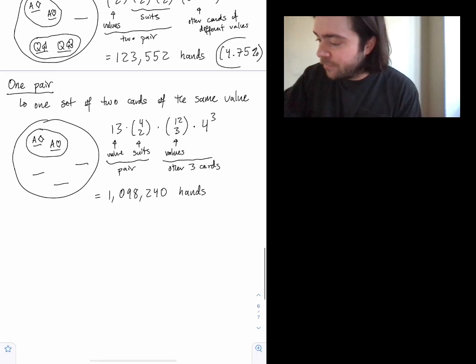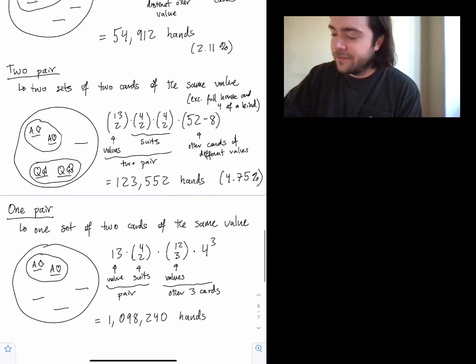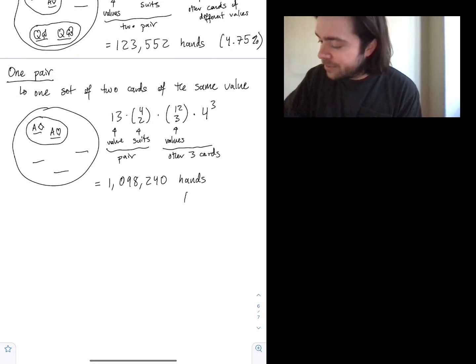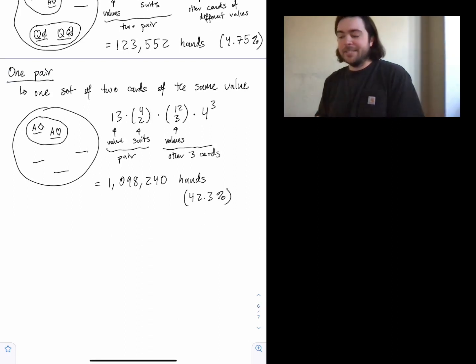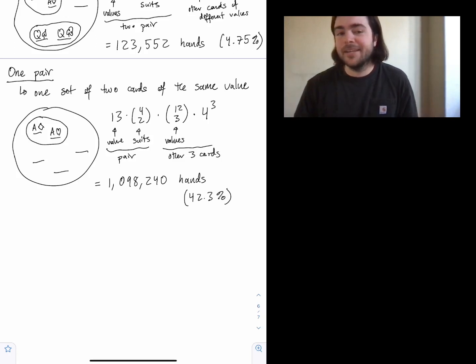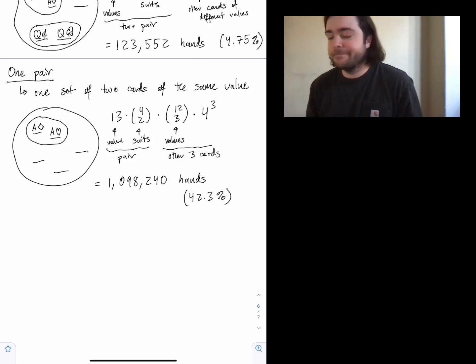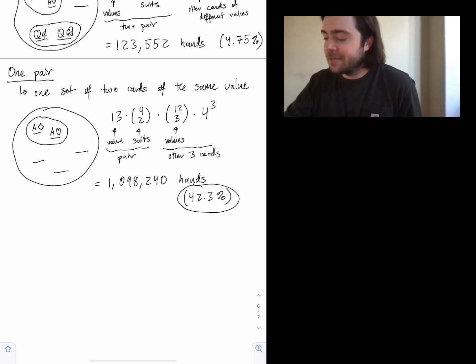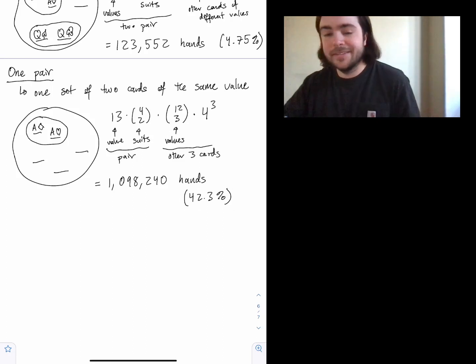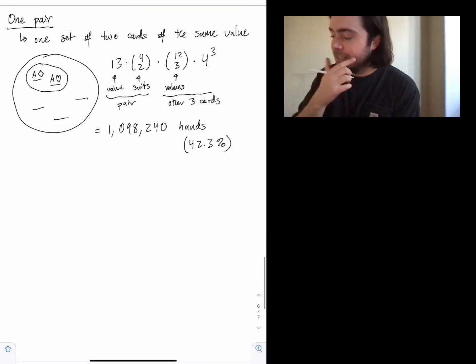And we jump from 4% for 2 pair all the way up to 42.3% for getting 1 pair. So 1 pair is about 10 times, maybe a little less than 10 times, more likely than getting 2 pair. Okay, so this is quite common. If you're ever playing this game with some people, there's a decent chance someone got 1 pair. At least 1 pair.